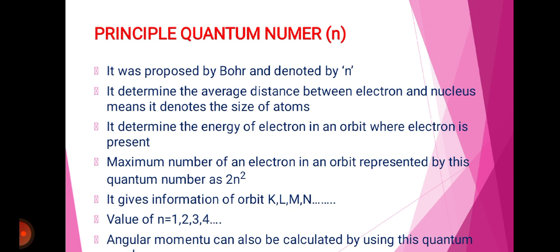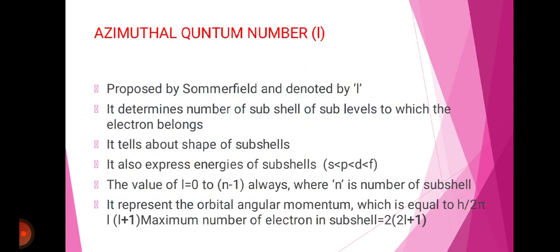It determines the average distance between the electron and the nucleus, meaning it denotes the size of an atom, and it determines the energy of an electron in an orbit where the electron is present. The maximum number of electrons in an orbit is represented by this quantum number as 2n square. It gives the information of the orbit, that is K, L, M, and N. The value of n is equal to 1, 2, 3, 4. The angular momentum can also be calculated by this quantum number.